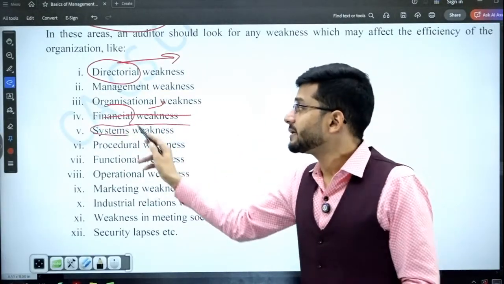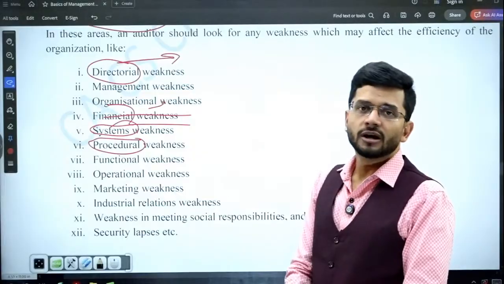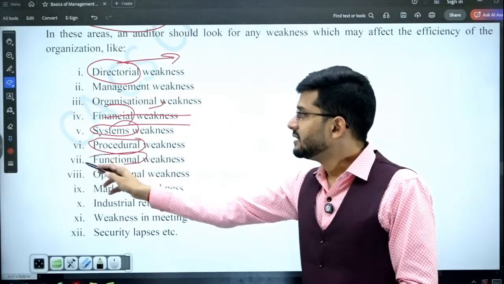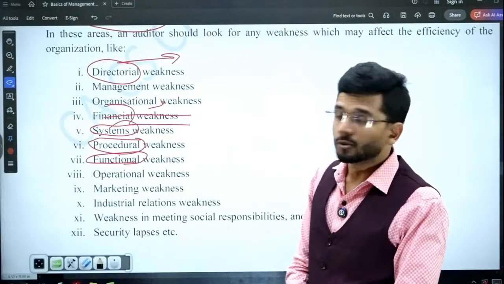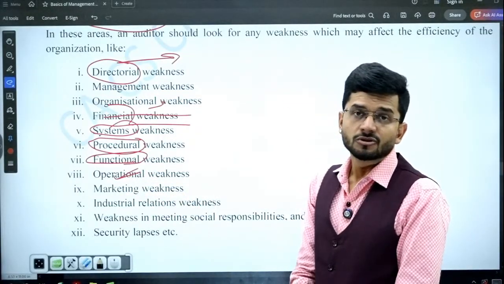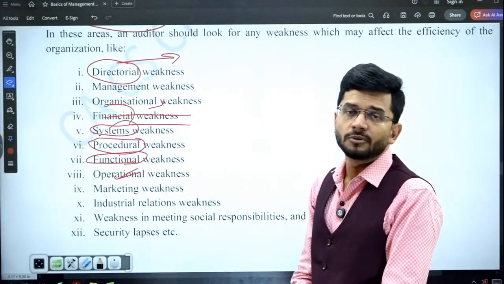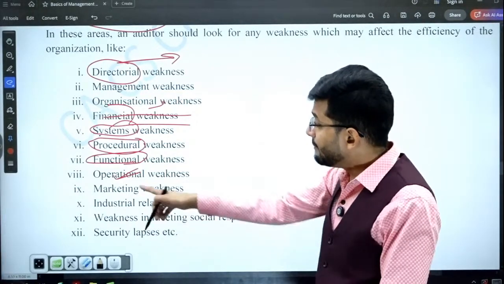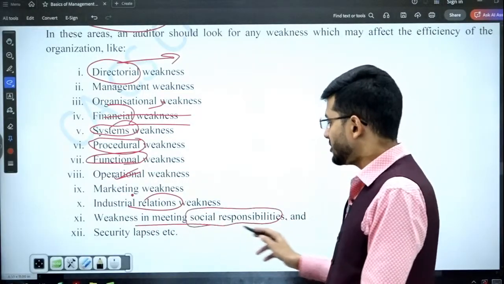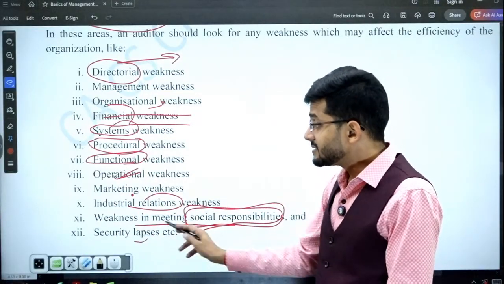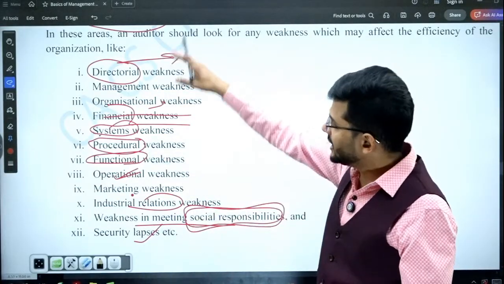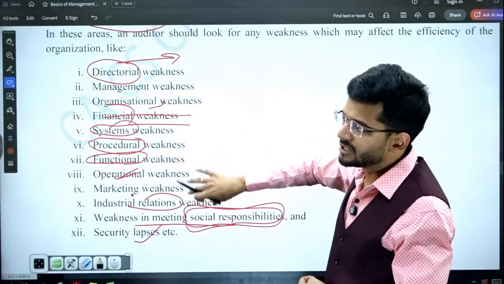System weakness is there. We don't have appropriate systems. Procedure is lacking. We don't have good procedures to be followed in that particular area. Functional weakness. The functions being performed are not appropriate. Operational weakness. We don't have operational SOPs, standard operating procedures, or standardized operations are not there. Framework is not there. Marketing is weak. Industrial relationship is weak, or weaknesses in meeting social responsibility. We are not meeting the social responsibility. Security lapses are there. We don't have adequate security in our organization. So any kind of these weaknesses may be highlighted in your management audit report.